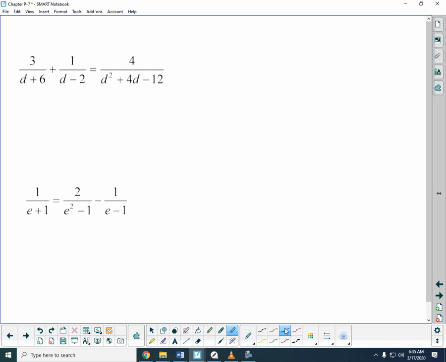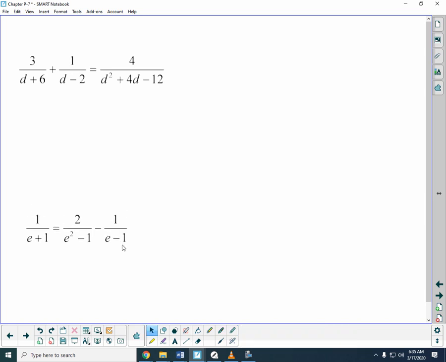And this time my variable's in the denominator. Now, when the variable's in the denominator, we have a couple things we have to do. First of all, we have to find the common denominator. And so to find the common denominator, I'm going to factor this one right here. And when I factor d squared plus 4d minus 12, I'm going to get d plus 6 and d minus 2.